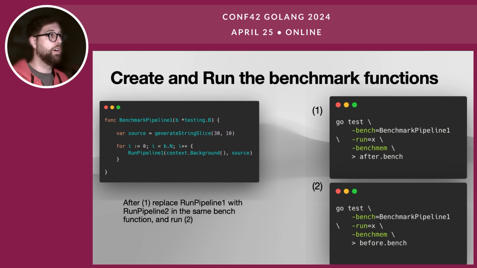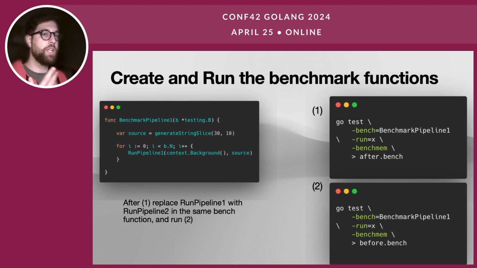image. So we return the output as before.bench, and then we can go back to that same benchmark function and change the inner function. So instead of run pipeline 1, we run pipeline 2. Okay, so the result is in the number 1 code. Now we have two benchmarks.